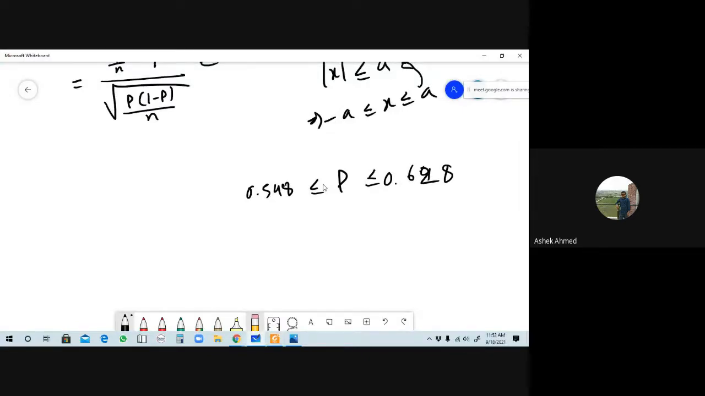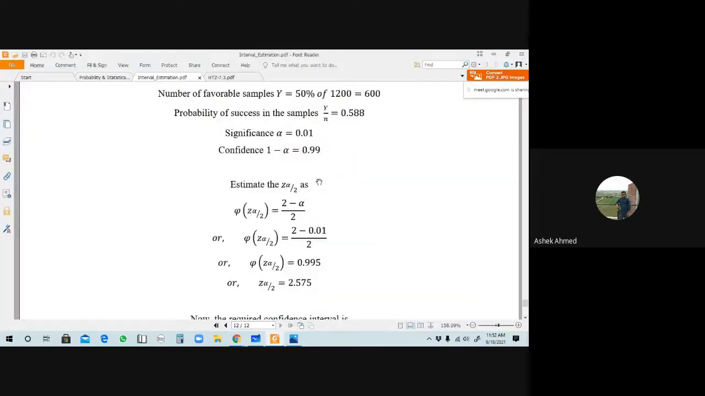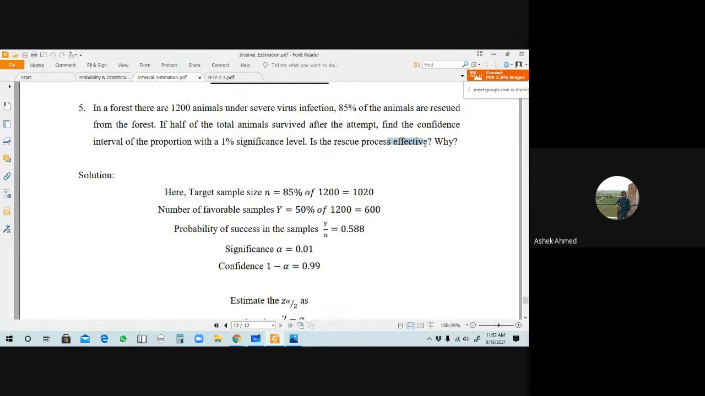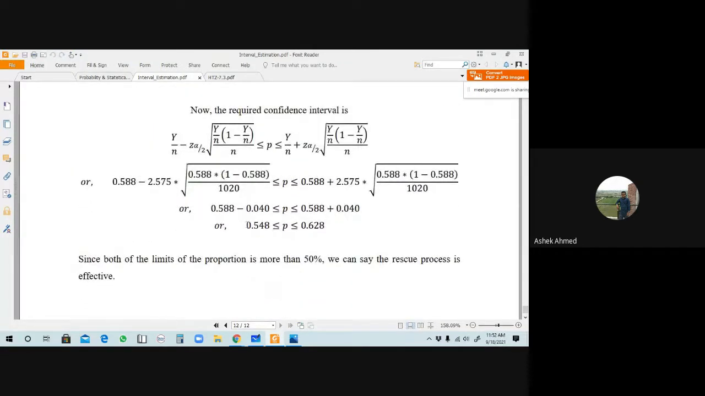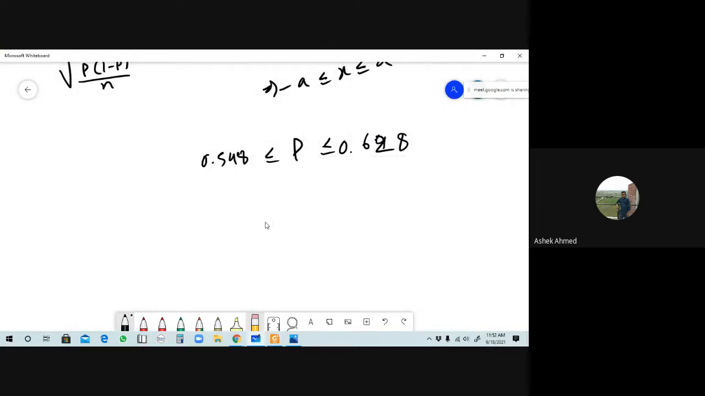Okay, but in our question it is given, is the rescue process effective? What do you mean by this? The process will be effective when both values of the interval are greater than 50%. 50% means 0.5. Both endpoints, but you can say that if the left endpoint is greater than or equal to 50%, 50% means here 0.5, is it right?